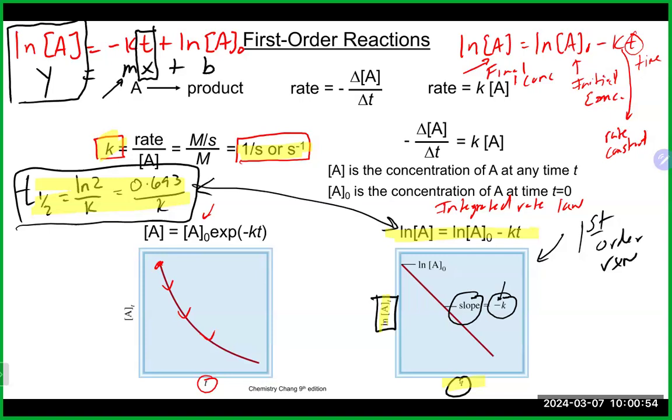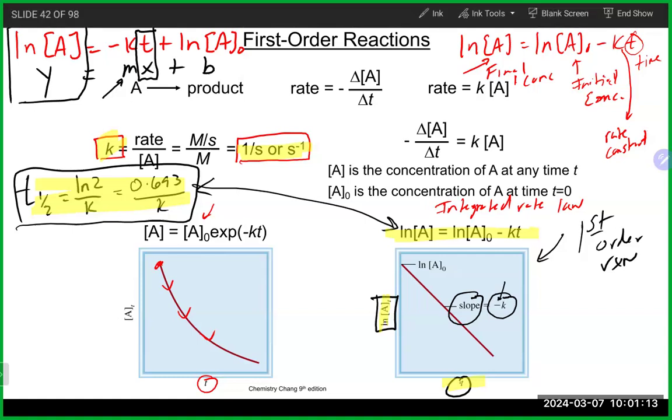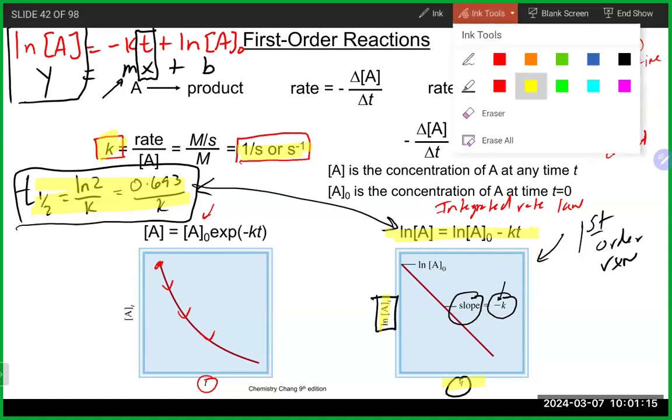I would say the graph on the left there, you should also recognize as a first order reaction. We will actually see that graph a little bit later on, but it'll look a little bit different for a different ordered reaction. Any questions on that?